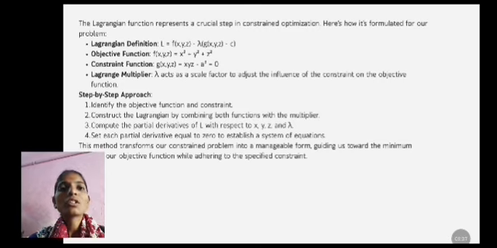Step-by-step approach: identify the objective function and constraint, construct the Lagrangian by combining both functions with the multiplier, compute the partial derivatives of L with respect to x, y, z and lambda, and set each partial derivative equal to 0 to establish a system of equations. This method transforms our constrained problem into a manageable form, guiding us toward the minimum of our objective function while adhering to the specified constraint.